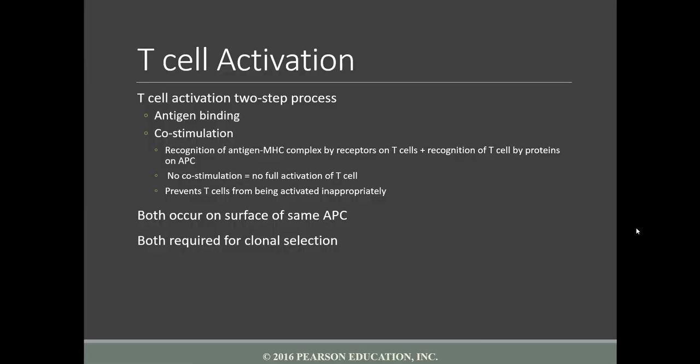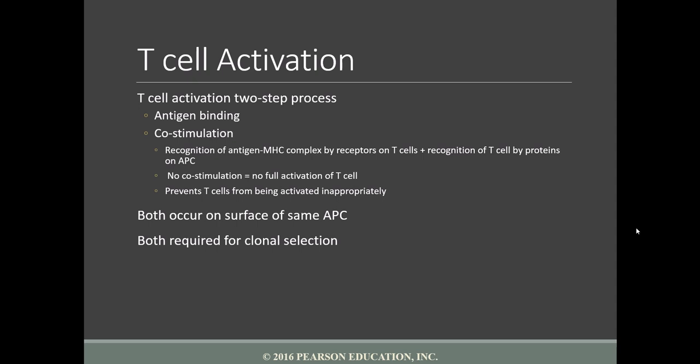In order to get the T cells activated, not only does the antigen have to bind, but we also have to have this co-stimulation. So the T cell itself has to recognize the antigen that's being displayed on one of those MHC complexes, but there are these little co-stimulatory proteins on the antigen presenting cell that also have to recognize the T cell, and so it's this kind of double co-stimulation.